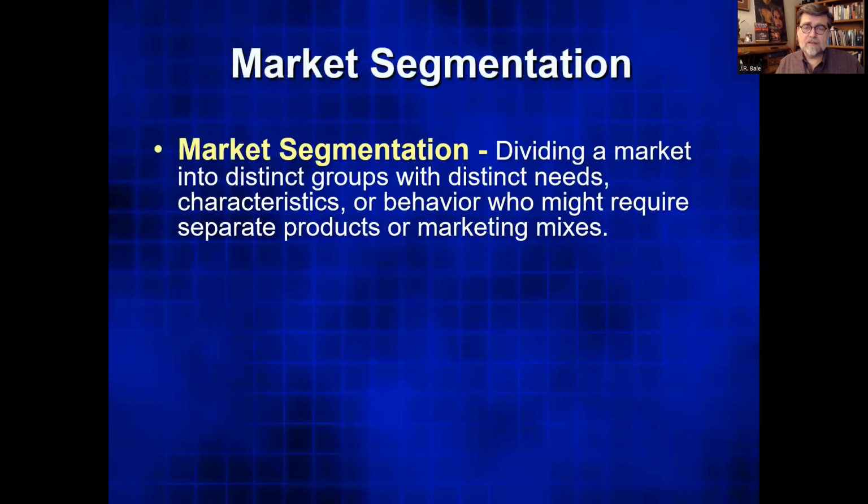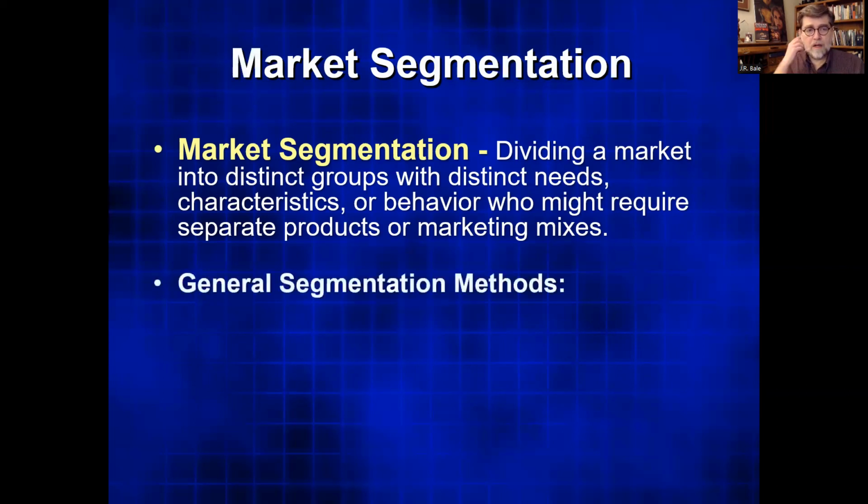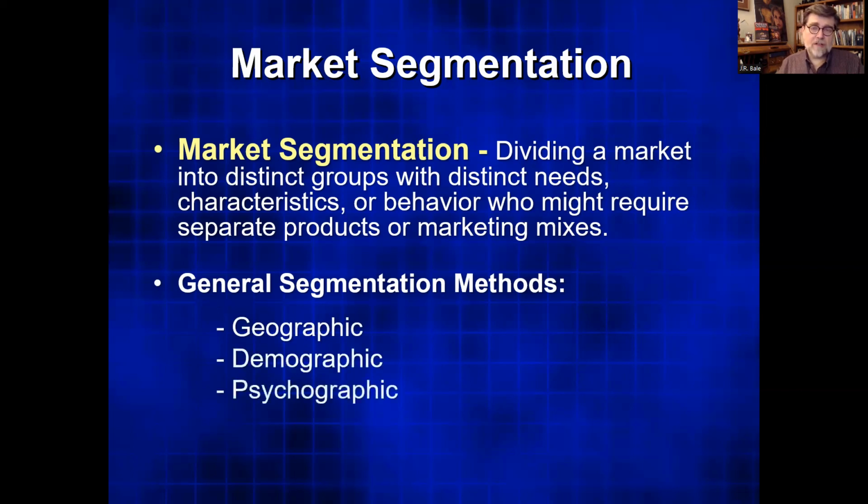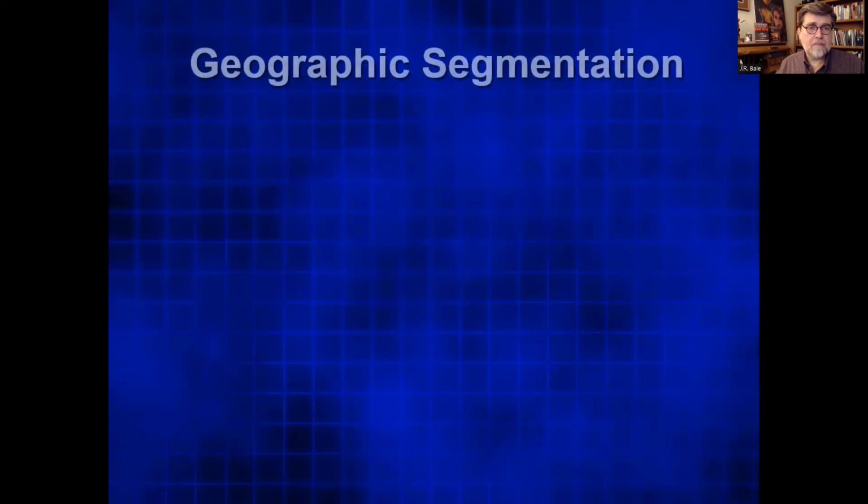Market segmentation is the dividing of a market into distinct groups with distinct needs, characteristics, or behaviors which might require separate products or separate marketing mixes. And there are generally four methods to segment a market, but to be quite honest, we often use a combination of these four, and that includes geographic segmentation, demographic segmentation, psychographic segmentation, and behavioral segmentation. And I will get into each of these in much more depth presently.